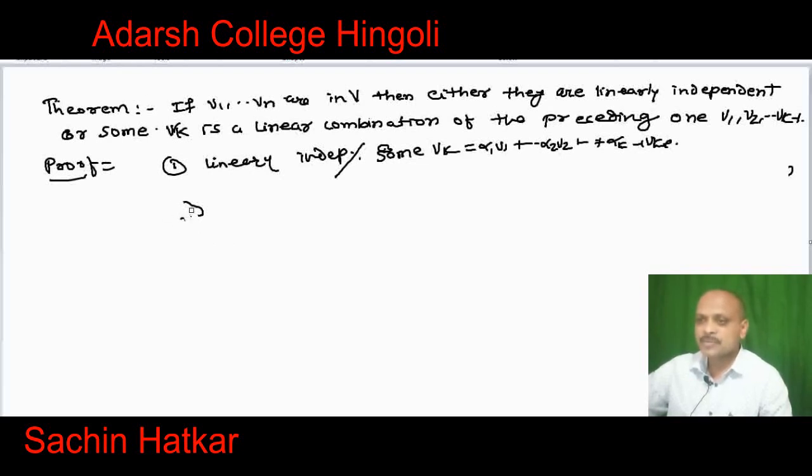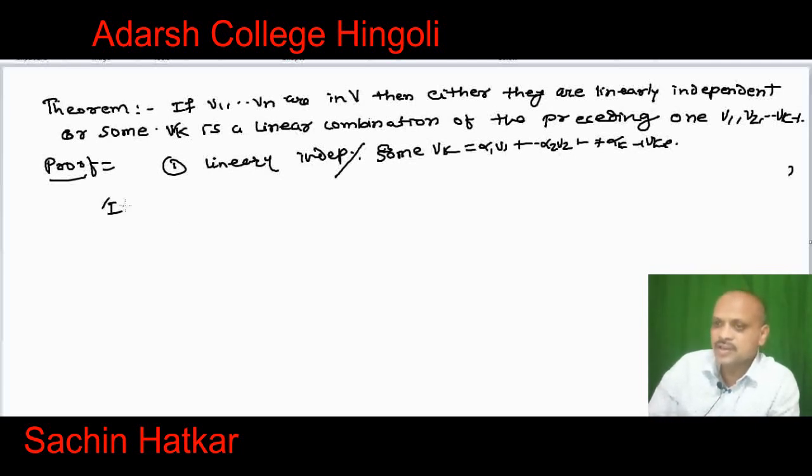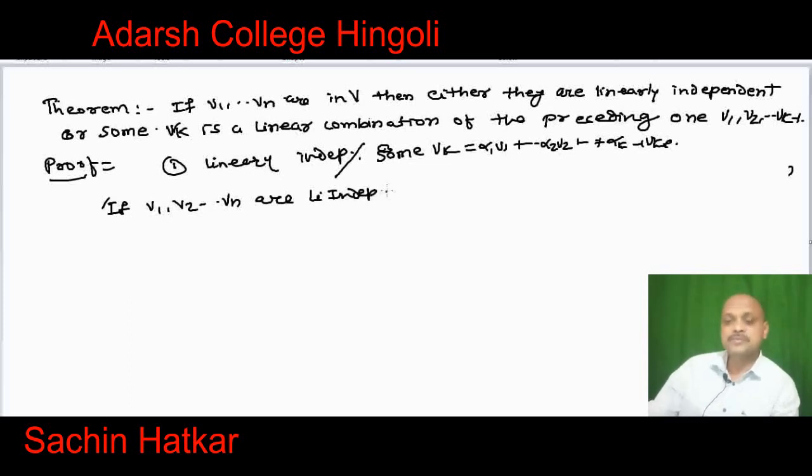Now, what happens if they are linearly independent? If these vectors v1, v2, ..., vn are linearly independent, then there is nothing to prove. We have proved they are linearly independent. We need not go further. Now, if v1, v2, ..., vn are linearly dependent, what is the definition of linear dependence?